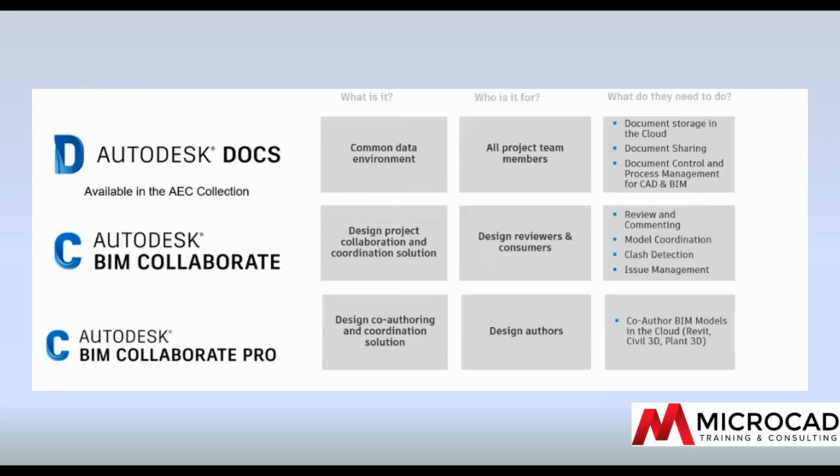Autodesk BIM Collaborate is aimed at project managers and other supervisory personnel who need to keep track of what is happening within the project. It allows them to see what design packages have been released, who is working on the packages, what issues are outstanding, and what documents are in review. It also has design coordination tools to check for physical interferences in the models. Autodesk BIM Collaborate Pro gives authors all of these capabilities, plus the ability to access cloud data directly from their authoring tool, whether it's Revit or Plant 3D or Civil 3D.